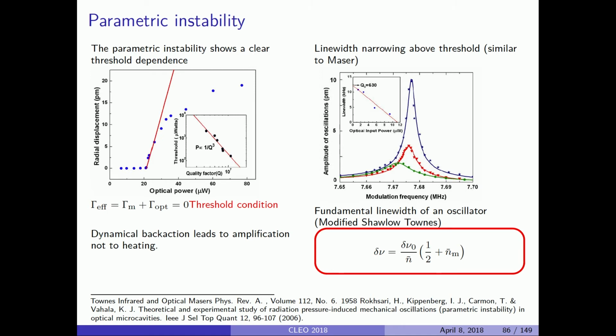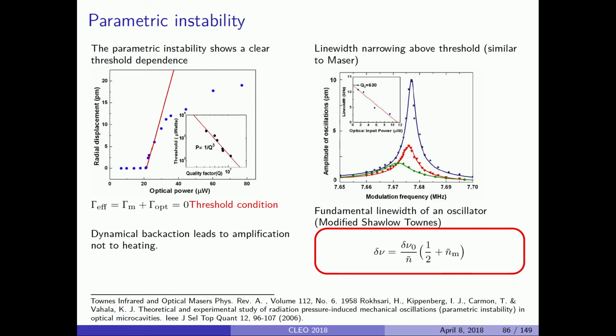And it tells you the following. If delta nu naught is your intrinsic mechanical line width, then the line width of your above threshold laser or maser will just be the bare line width divided by the number of quanta in the oscillator. Just as a historical remark, if you go down to Townes, the original paper, they don't express everything in quanta. That's why things look slightly different. But in the end, that's what it says.